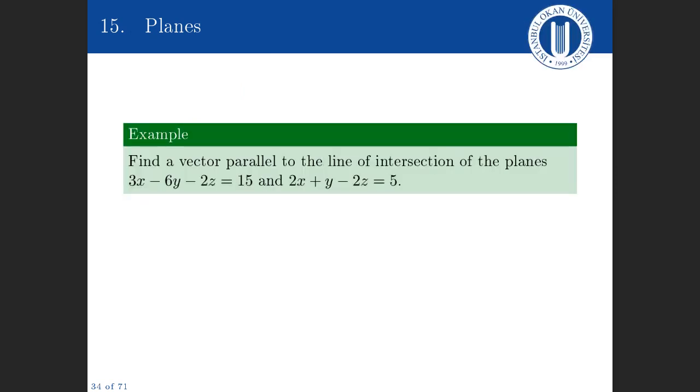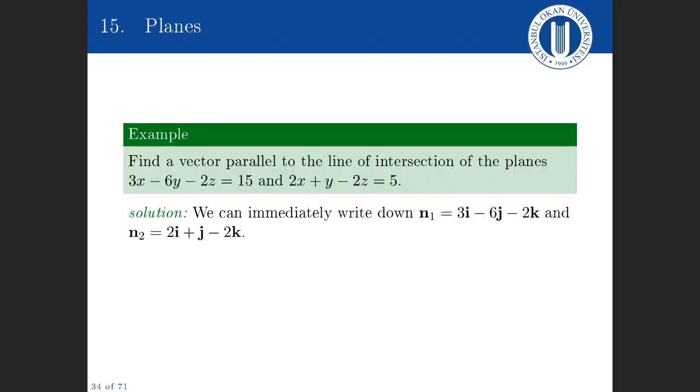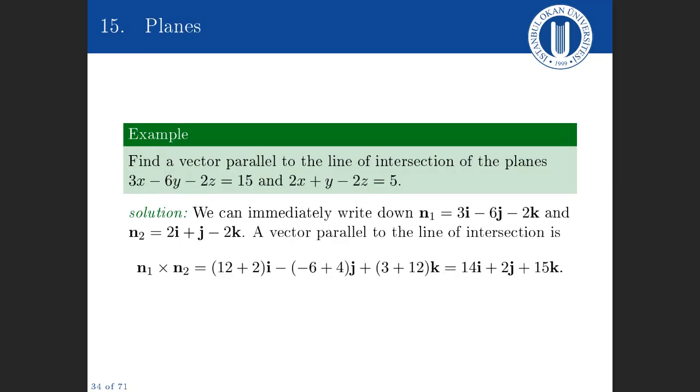So for example, find a vector parallel to the line of intersection of these two planes. We're going to write down the two normal vectors and then we're going to take their cross product. Just by looking at the formulae for the planes, we can immediately write down the normal vectors. For the first one, the numbers are 3, -6, and -2. So the first normal vector is going to be 3i minus 6j minus 2k. If we do their cross product, and I leave this for you to check, we get the answer to this question.